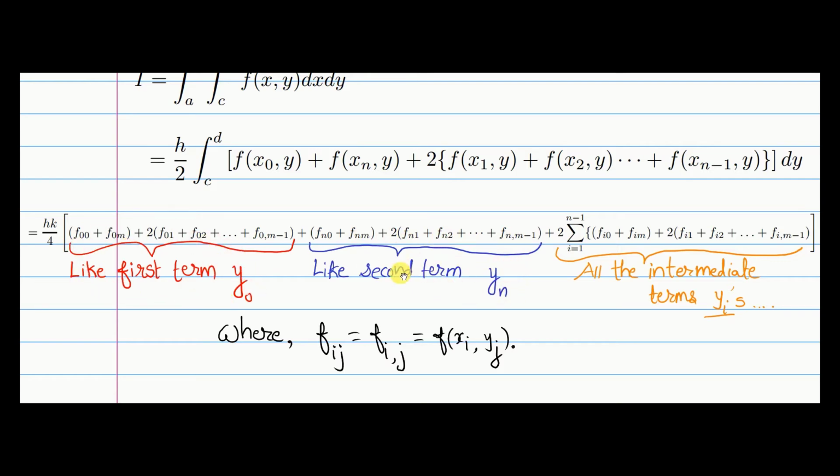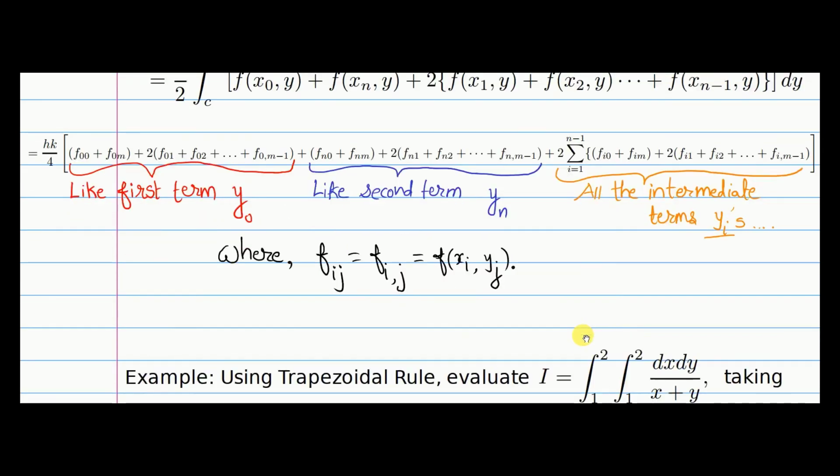Fine. So this was about y0, and this was about yn. Just focus here that these are the terms related to y0. It will be easier for you to remember this format. And plus twice sigma i equal to 1 to n-1 into bracket f(i0) plus f(im) plus twice f(i1) plus f(i2) up to f(i,m-1). Here you note that fij is nothing but f(i,j), or you can write f(xi,yj). Fine.